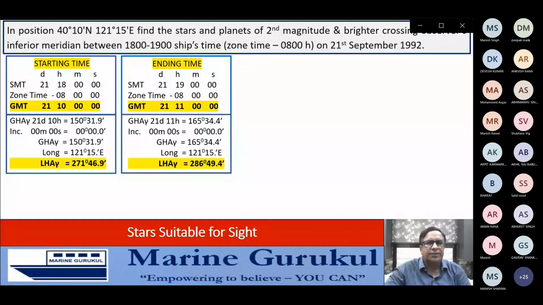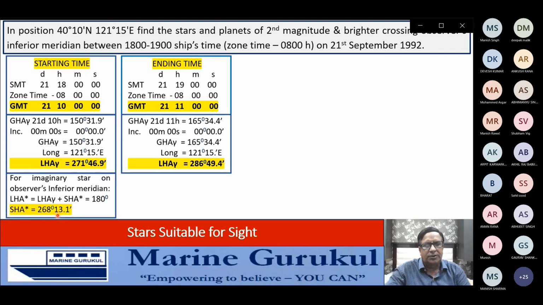Now we get the SHA of an imaginary star on the observer's inferior meridian at the commencement of the interval and at the end of the interval. The same is obtained by equating the LHA of the imaginary star to 180. You can see here, LHA of the imaginary star is equal to 180, LHA Aries is 271, and putting these values, we get the SHA of the star as 268 degrees 13.1 minutes.